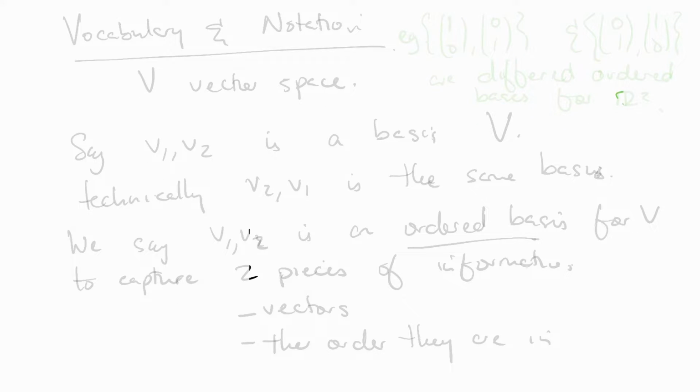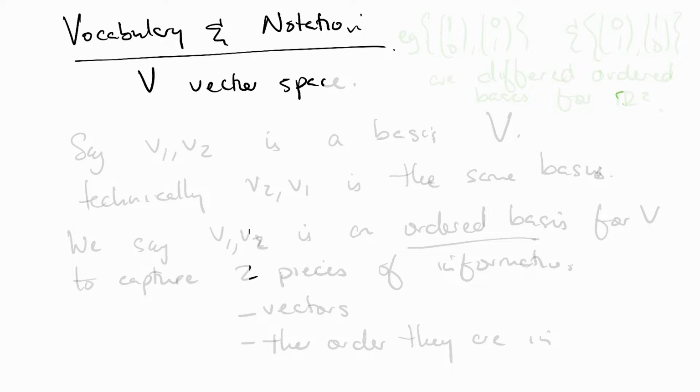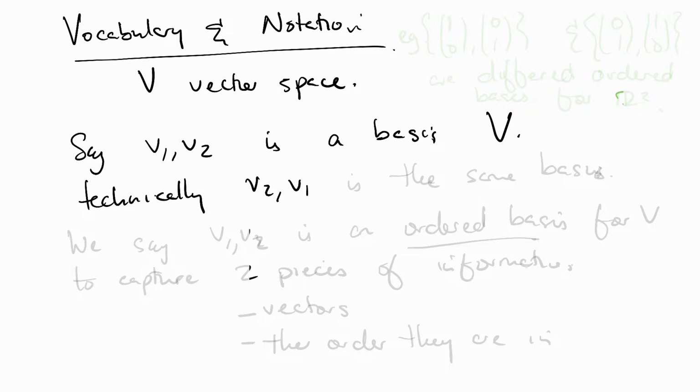First, we want to talk about vocabulary and notation. Okay, so as usual, V is going to be our vector space. And I'll just recall something for you. So say we've got a V1 and a V2, and it's a basis for V. Technically, V2 comma V1 is the same basis. It's made up of the same vectors. We want to capture order as well as the vectors involved.